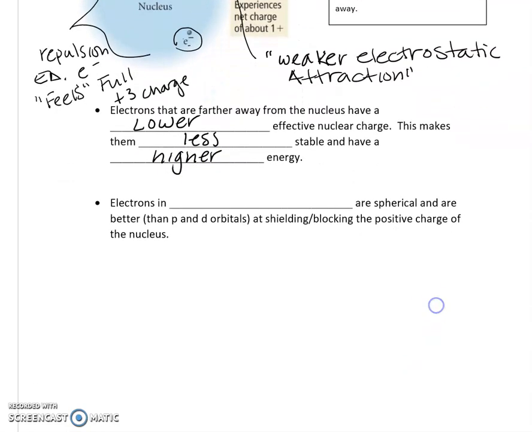Okay. So also, let's talk about orbitals a little bit. Electrons in s orbitals, well, we know that they're spherical, and they are actually better at shielding or blocking the positive charge of the nucleus. So they do this better than our p and the d, and that's because of their spherical shape. Okay, so I'm going to finish this module, and then we're going to go on to penetration for the third concept of why our sublevels are not degenerate.